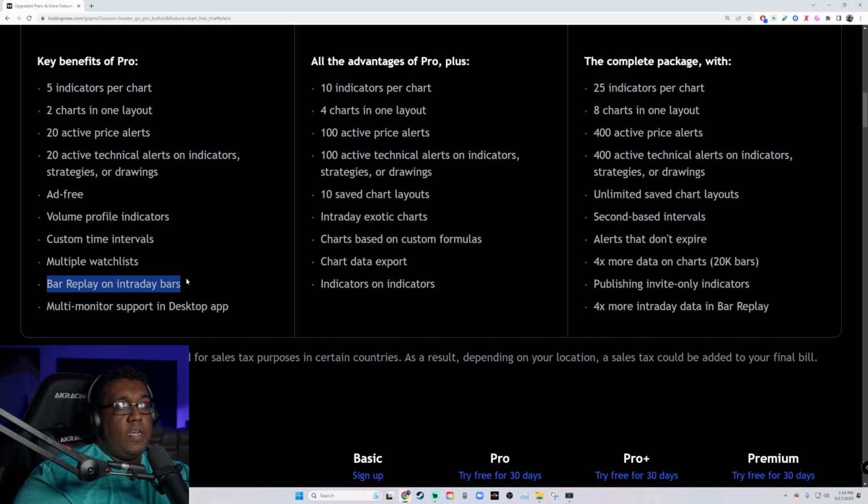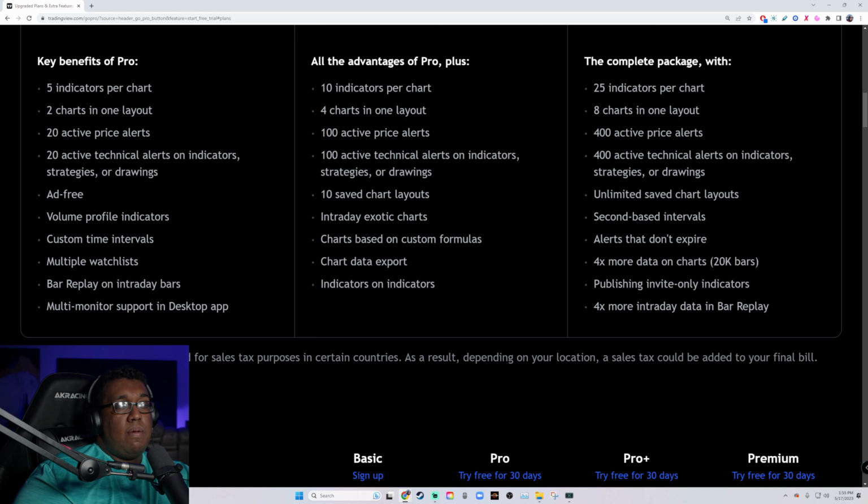Now, bar replay on intraday bars. This is going to be very, very cool. This means that you can replay charts from the past and backtest your strategies. So you can go back in time and see how this trade worked out, why a trade worked out. That way you can use the information for the future to make some consistent profits and increase the probability of success as you kind of grow to become a better trader.